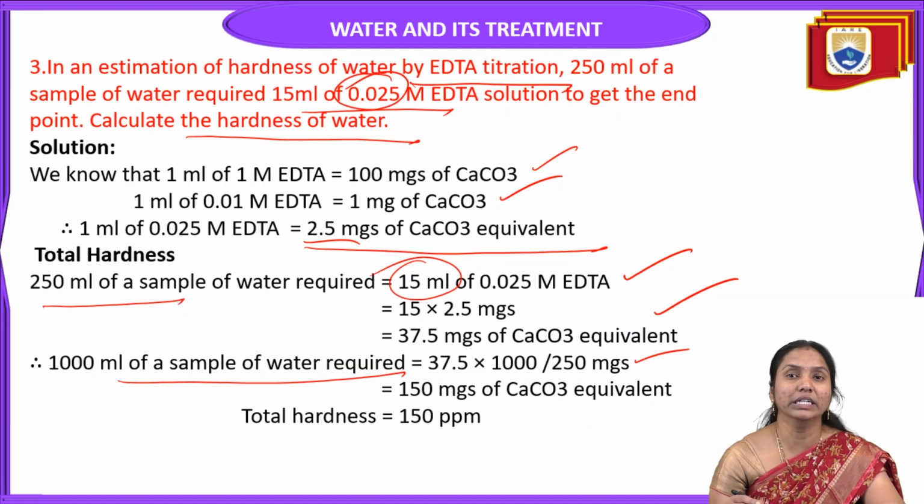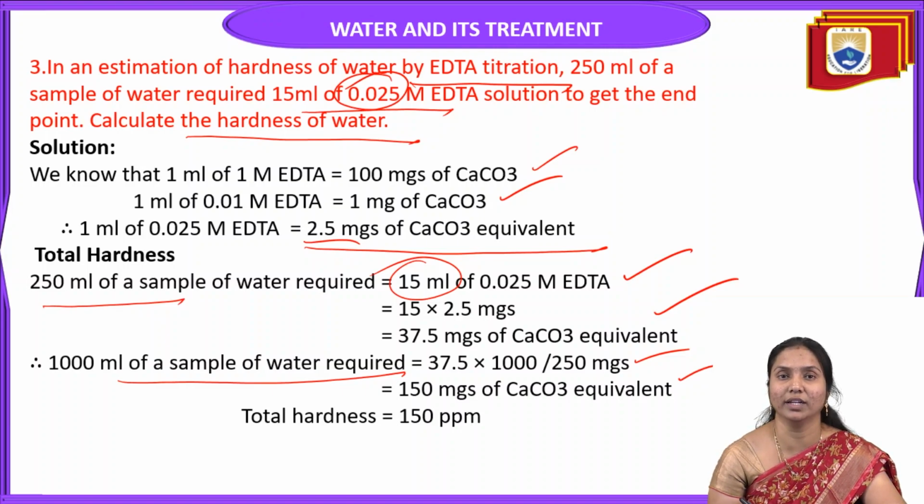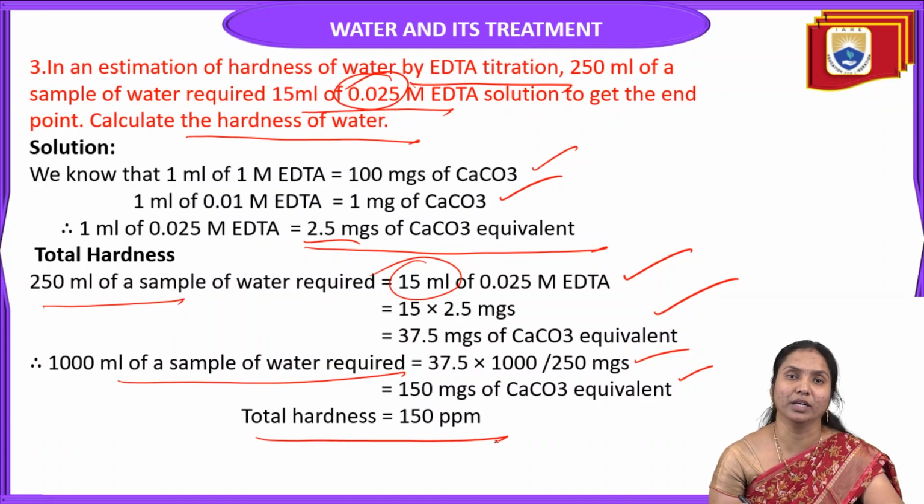37.5 into 1000 by total volume of water sample is 250. So it's equal 150 milligrams of calcium carbonate equivalent. So your total hardness is 150 ppm. This is another way for the determination of total hardness of water by using the EDTA method.